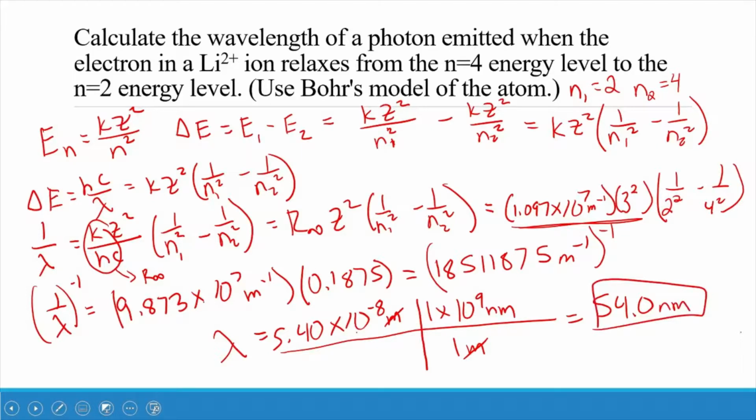So it doesn't matter what numbers you were given for your energy levels. I'm assuming most of you were given lithium 2+, but if not, your book tells you what the charges to use for some of the other ions.